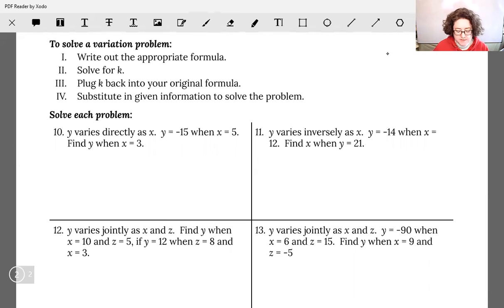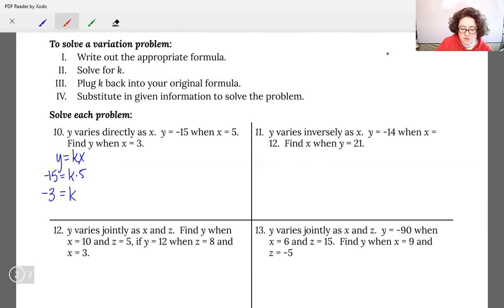So there's our description of our equation. So we're going to start y varies directly as x, just like we have in the formula on the front page. Y equals -15 when x equals 5. So they're giving us enough information to solve for that k value. So let's just plug those in. So -15 equals k times 5, which means now I can solve for k. So divide both sides by 5. That tells me k equals -3.